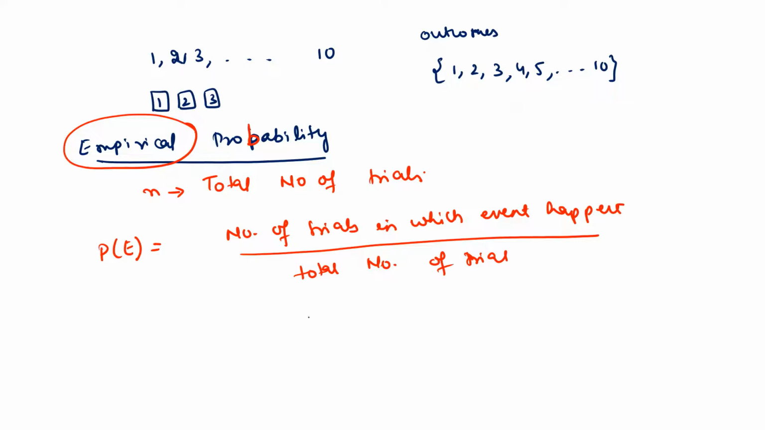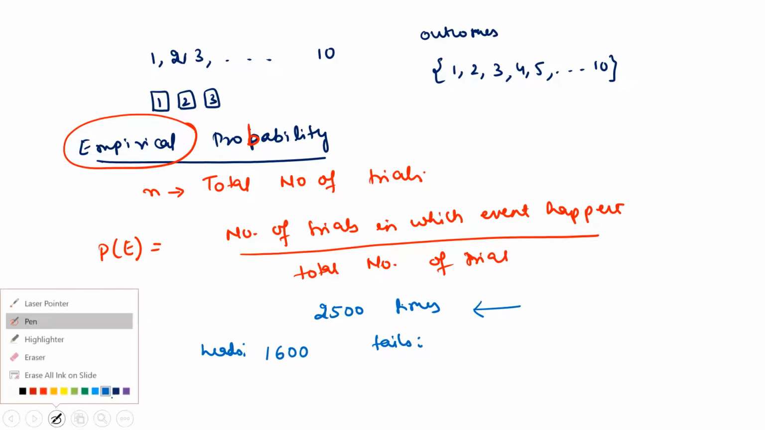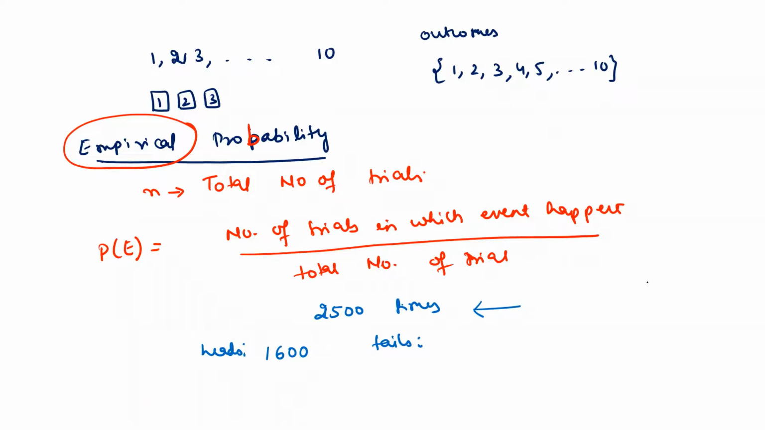Yes, ma'am. Now just imagine you're tossing a coin 2,500 times. This is the total number of trials. In this 2,500, you get heads 1,600 times. What is the remaining? Out of 2,500, you are getting heads 1,600 times. The remaining will be tails, right?